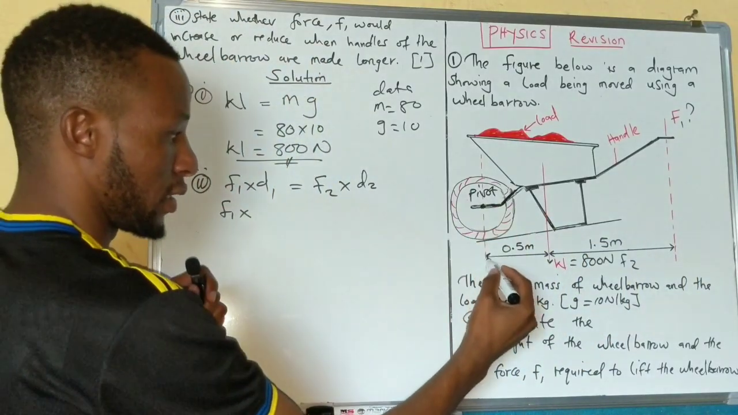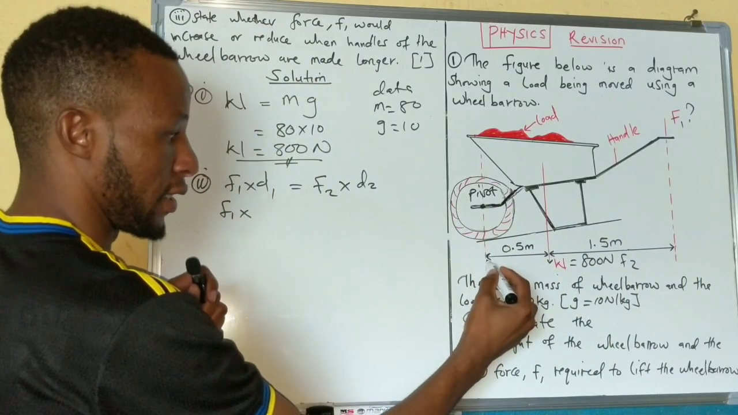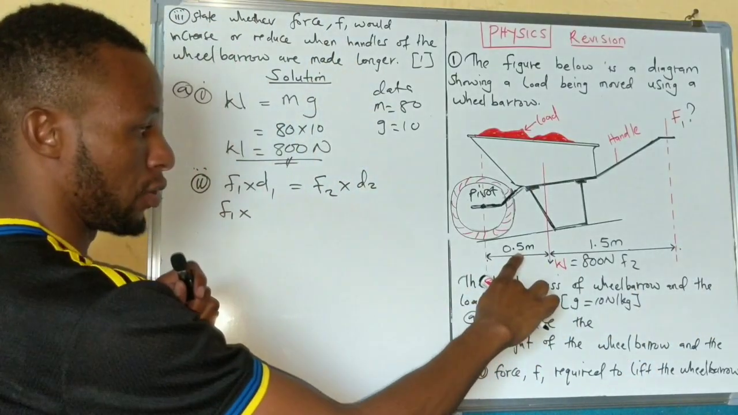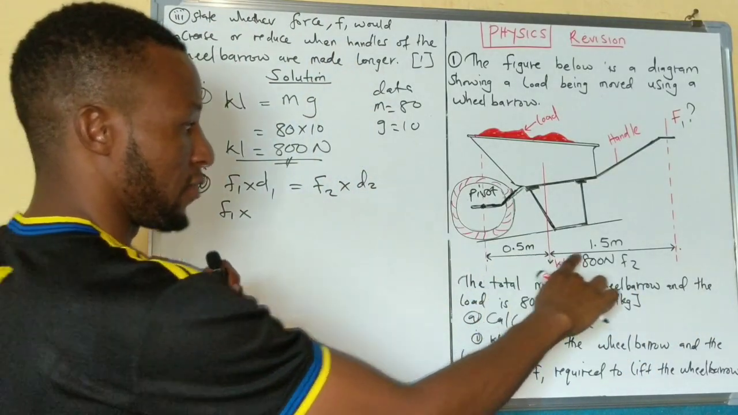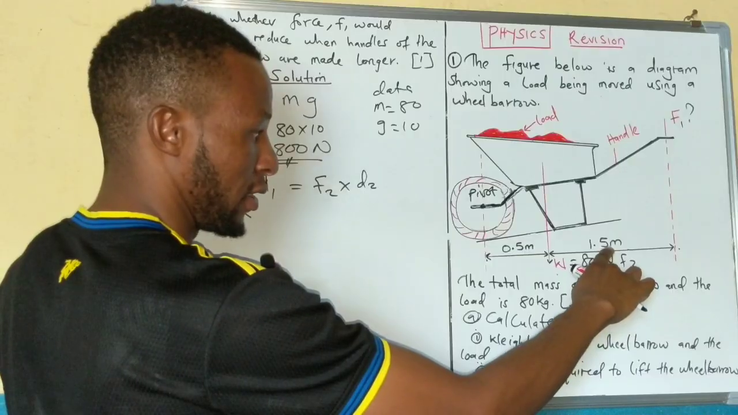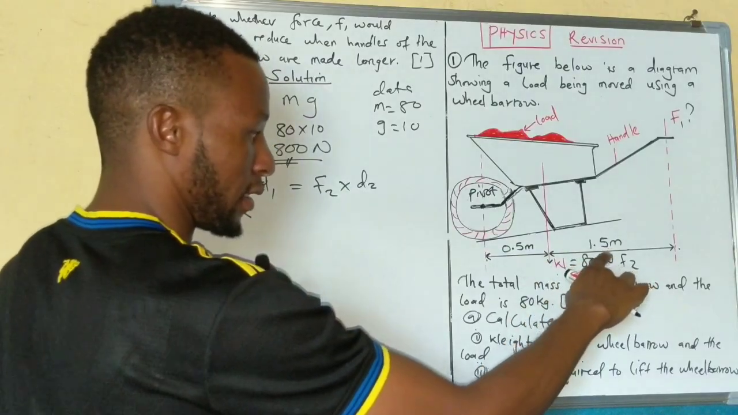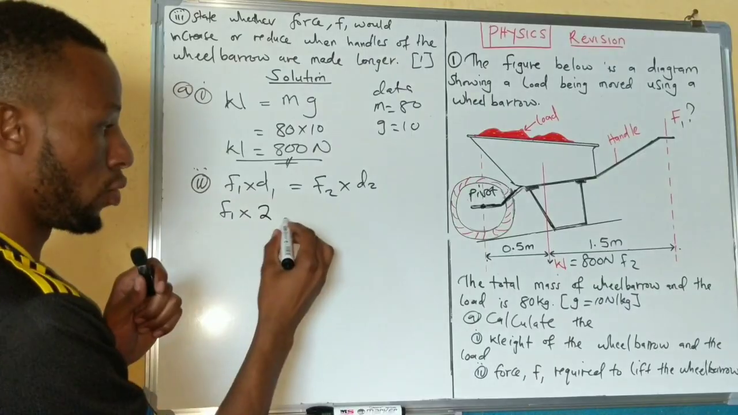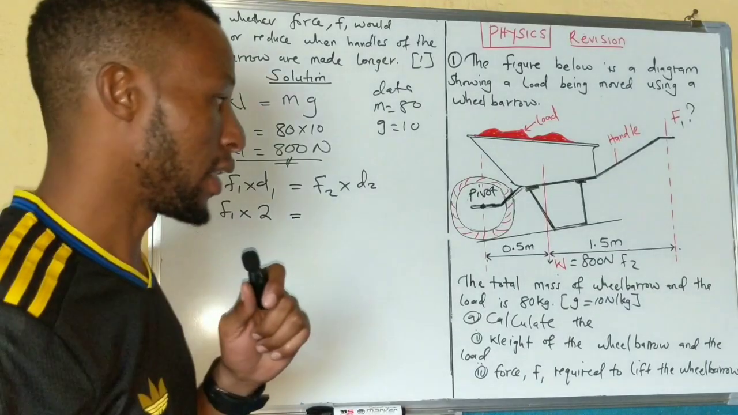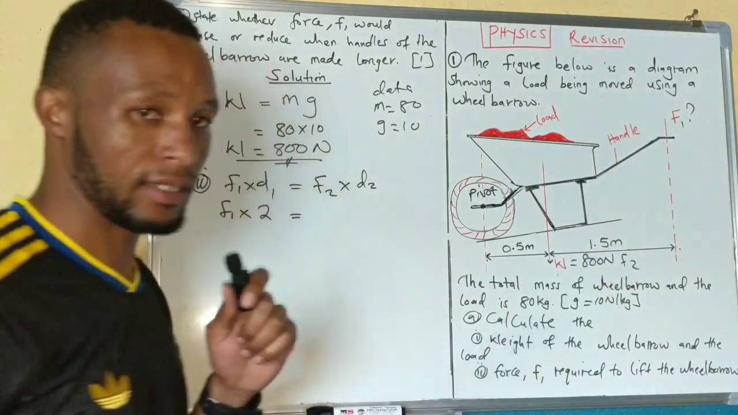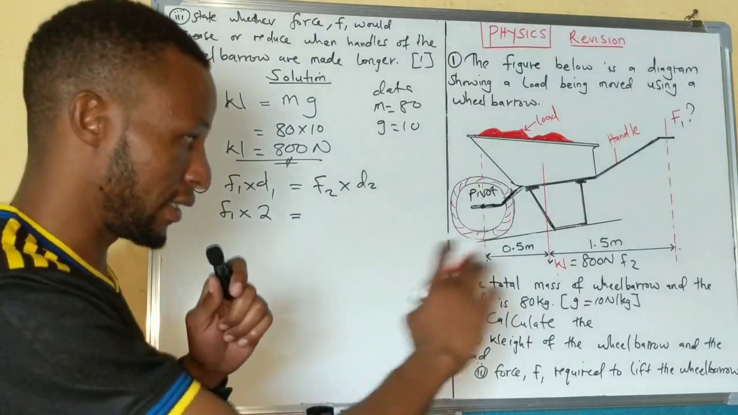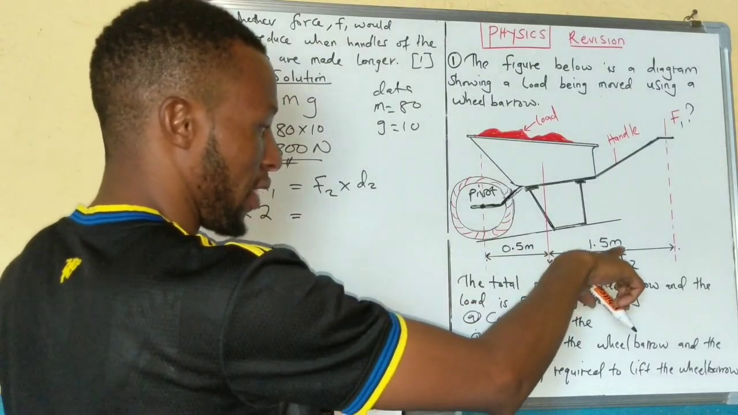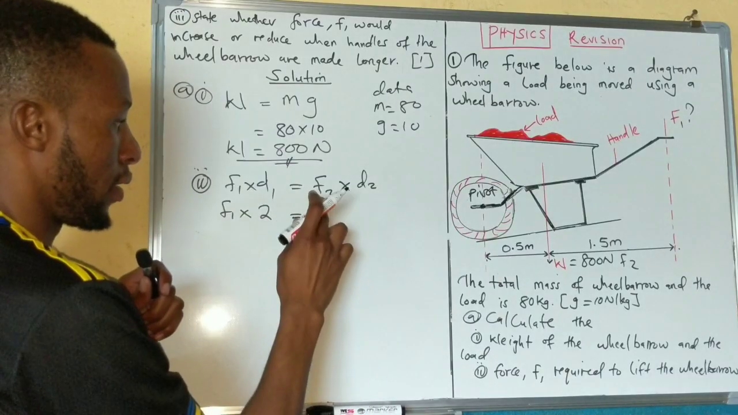So from the pivot, this is the line of action, up to the line of action on the other force. So we are going to add the two distances, 0.5 plus 1.5, which will just give us 2. So the distance there is 2 meters. As you can see, I'm not converting my distance, we are maintaining that. So 0.5 plus 1.5, which will give us a 2.